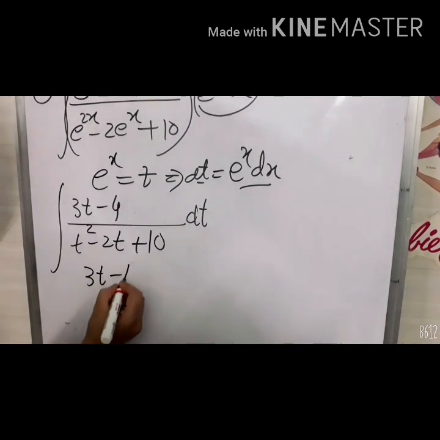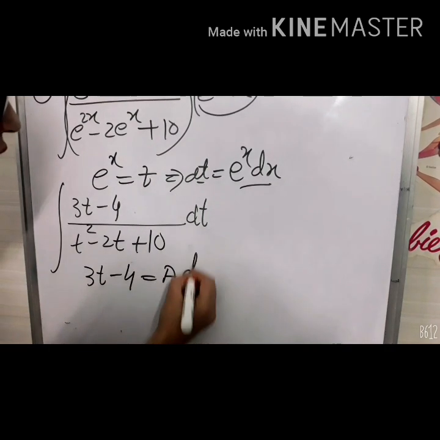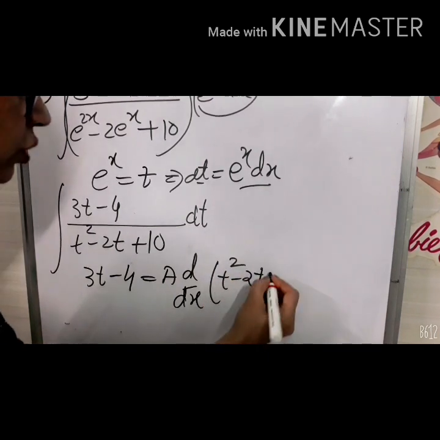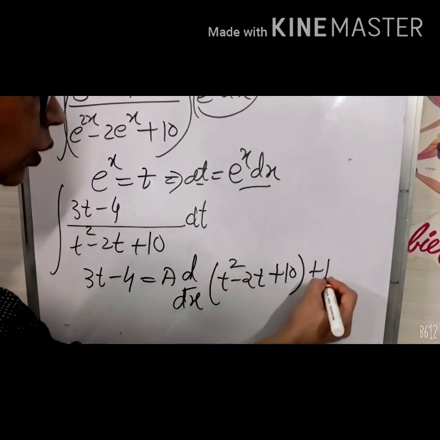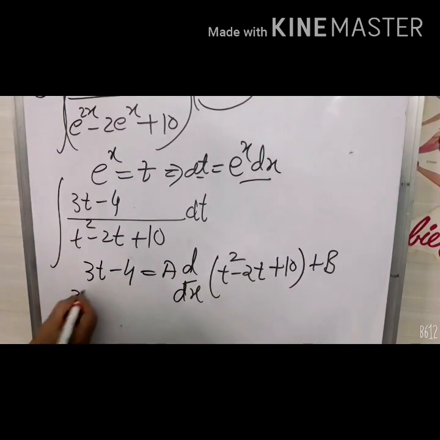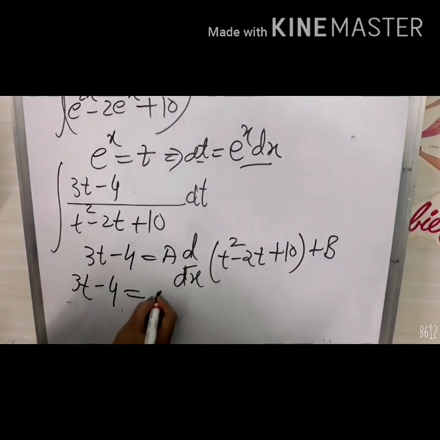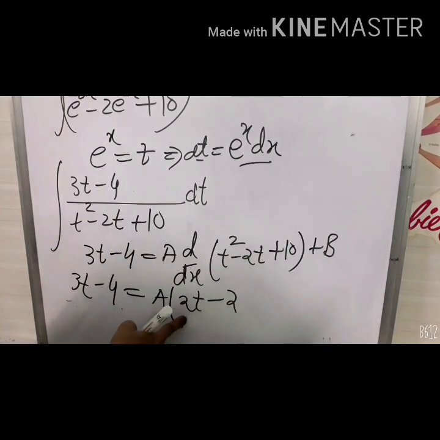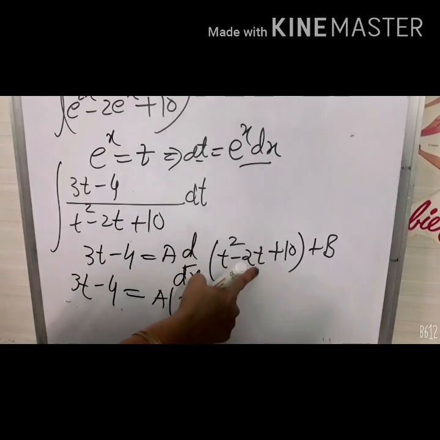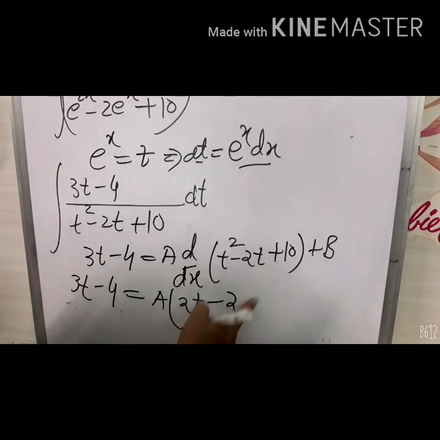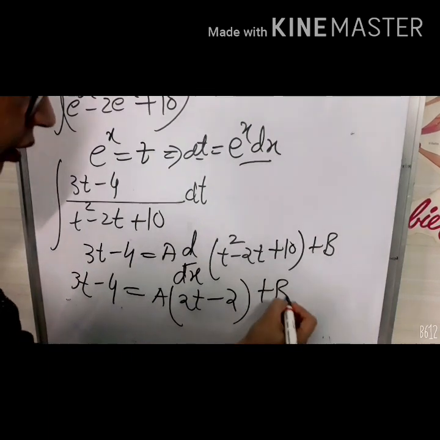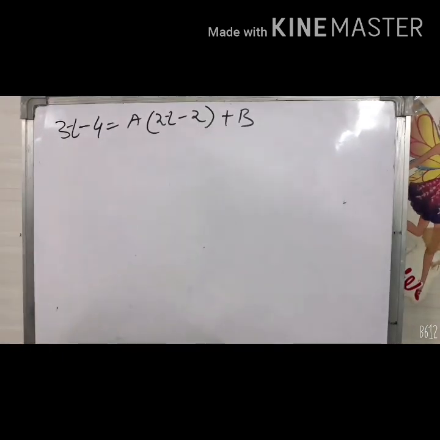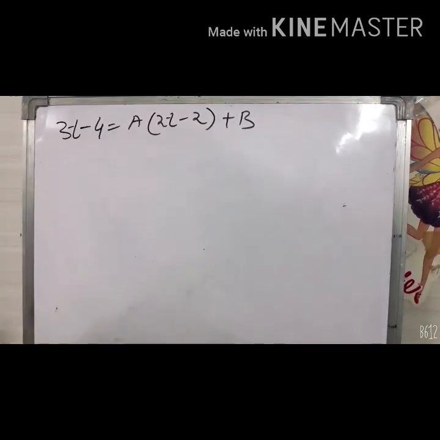We will take the numerator equal to a into the differentiation of the denominator t square minus 2t plus 10, plus b. Okay. Now 3t minus 4 is equal to a into 2t minus 2. The differentiation of t square is 2t, of 2t it becomes minus 2, of 10 it is 0, plus b. Got it? Now this is the form we got: 3t minus 4 is equal to a into (2t minus 2) plus b.